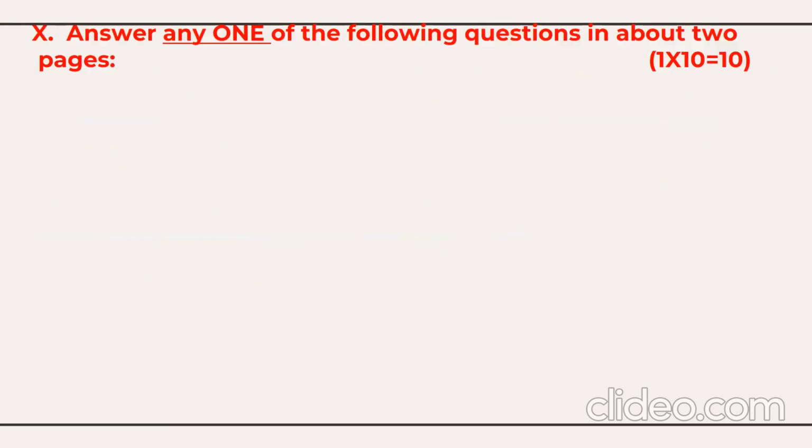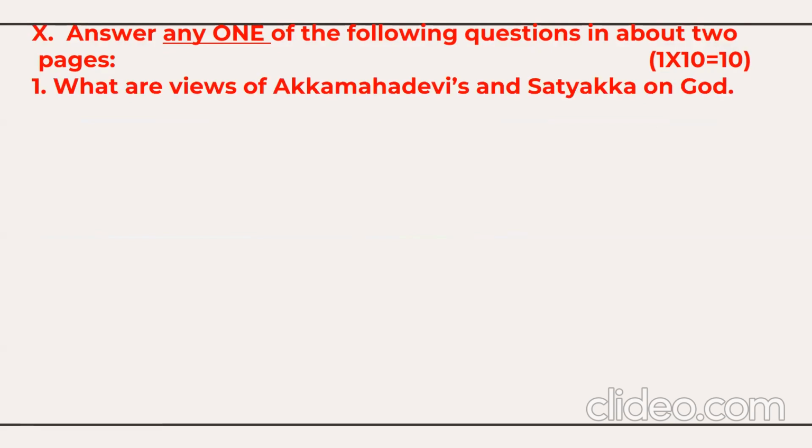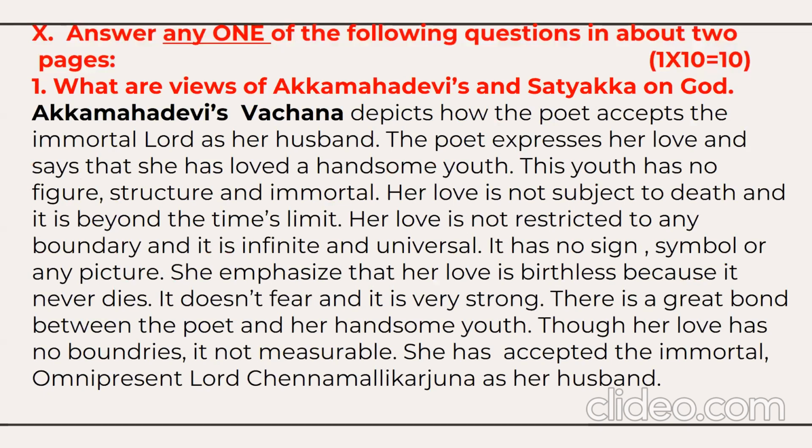Now we are moving to the 10 marks questions. Out of 3, you need to opt for one. What are the views of Akka Mahadevi and Satyaka on God? Akka Mahadevi's Vachana depicts how the poet accepts the immortal Lord as her husband. The poet expresses her love and says that she has loved a handsome youth. This youth has no figure, no structure, and is immortal. Her love is not subject to death, and it's beyond time's limit.